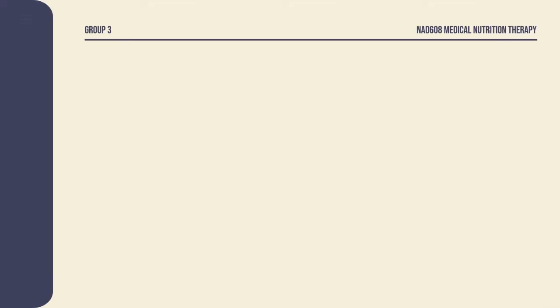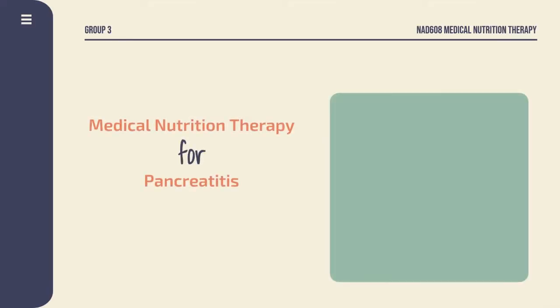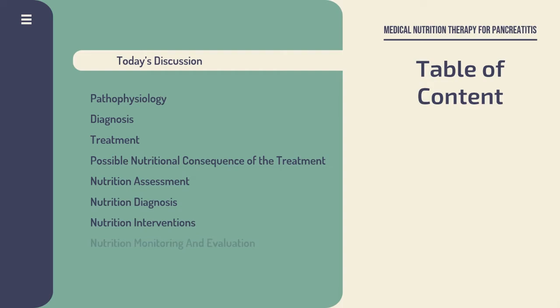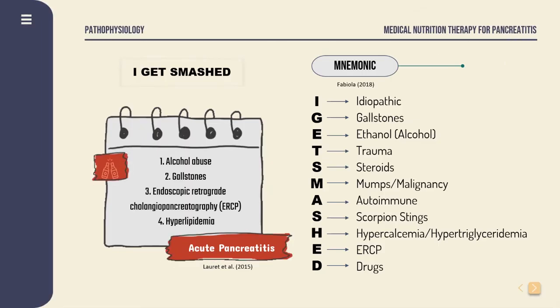Medical nutrition therapy for pancreatitis. Acute pancreatitis is most frequently caused by alcohol abuse and gallstones. Endoscopic retrograde cholangiopancreatography (ERCP) and hyperlipidemia are also significant causes. The following mnemonic, I GET SMASHED, may help recall the causes of acute pancreatitis.